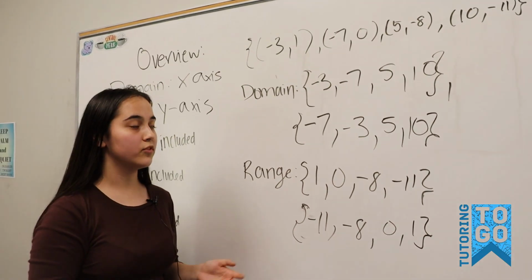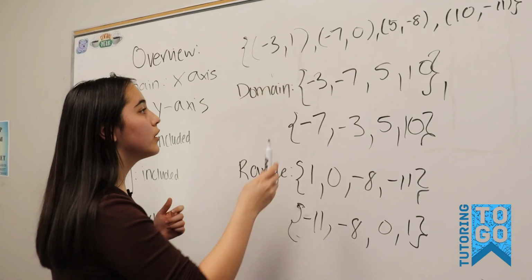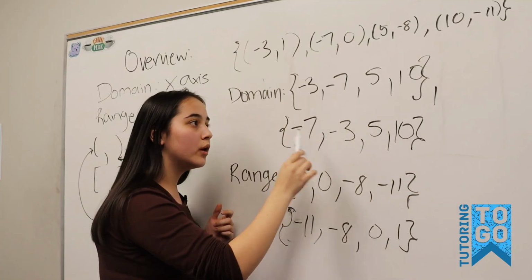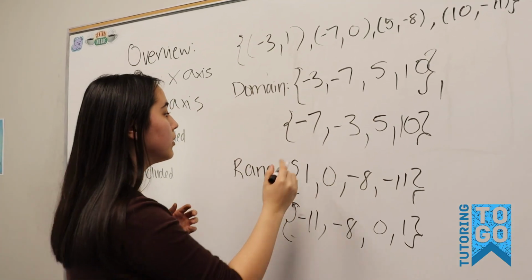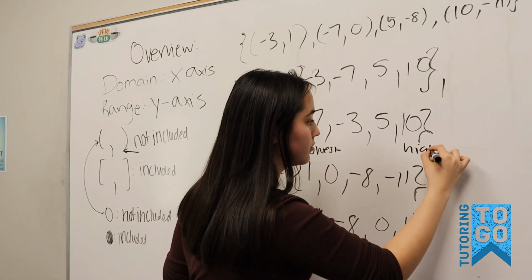And this is it. Very simple. Just make sure whenever you're looking at ordered pairs, you're not just putting them into one sequence. You're going from lowest to highest.